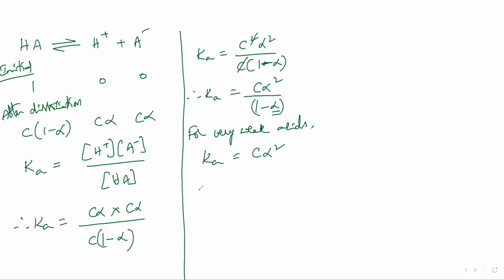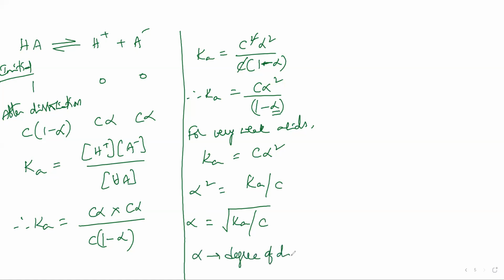Then what is alpha square? Ka by C, or alpha is equal to square root of Ka by C, right? So what is alpha? Degree of dissociation. Done.